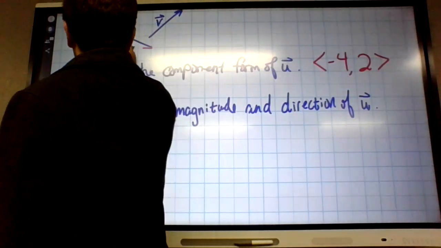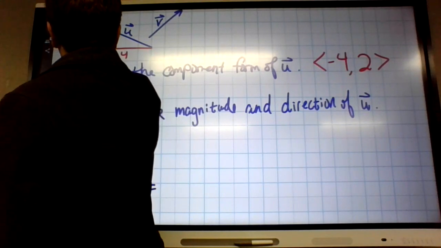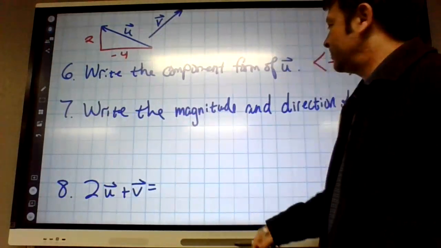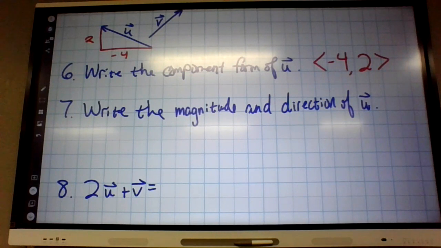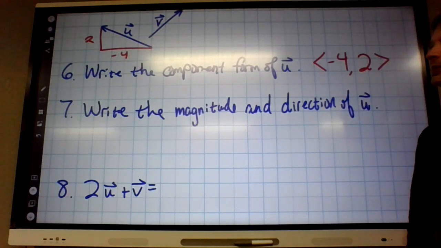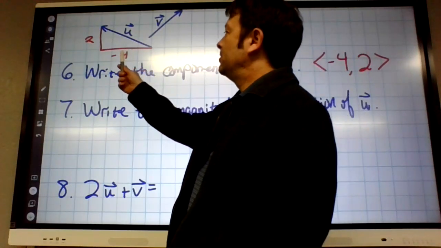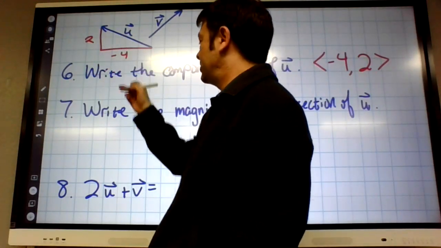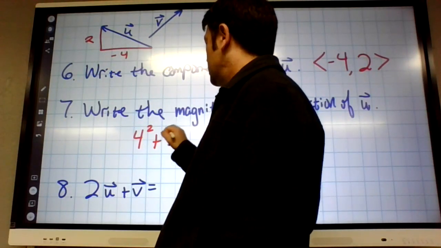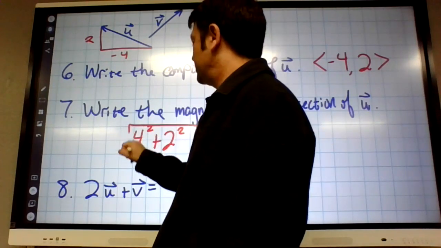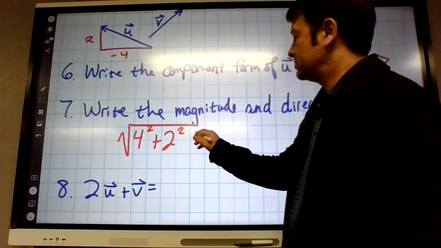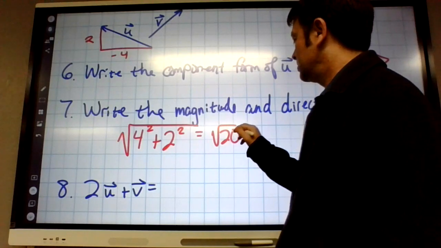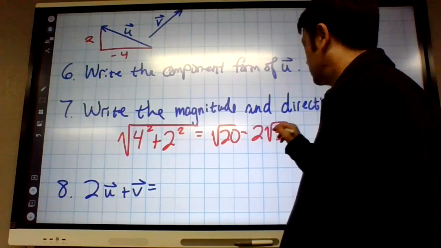Okay, number 7 is what's the magnitude? What does magnitude mean? How far away it's going. Yes, that's the length of the vector. So how do we find the length of that vector? Pythagorean theorem. It's 4 squared plus 2 squared equals that squared. So then you square root that. 2 square root of 5.